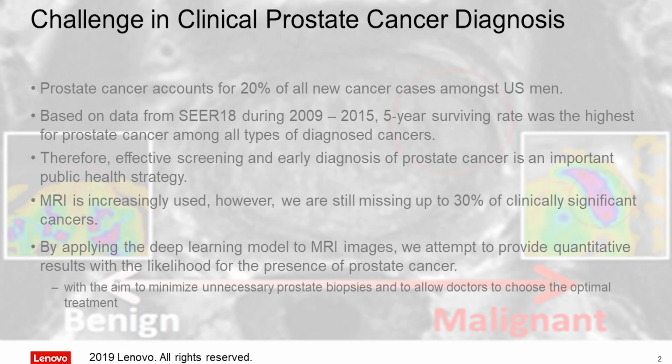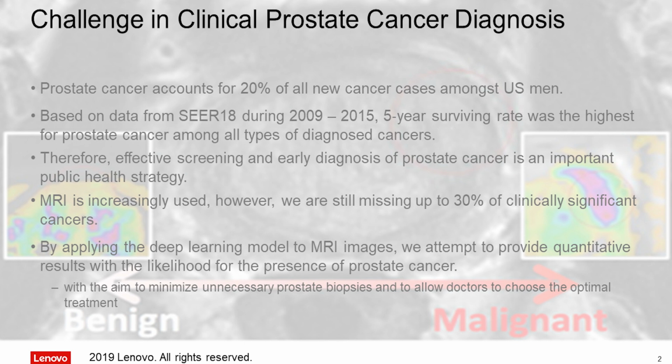Prostate cancer accounts for about 20% of the new cancer cases among men in the US. It's just about second to lung cancer. Based on the statistics of all diagnosed cancers, the 5-year survival rate is about 98% for prostate cancer patients. That means if we have effective screening and early diagnosis of prostate cancer, which we probably should, it should get a very successful treatment.